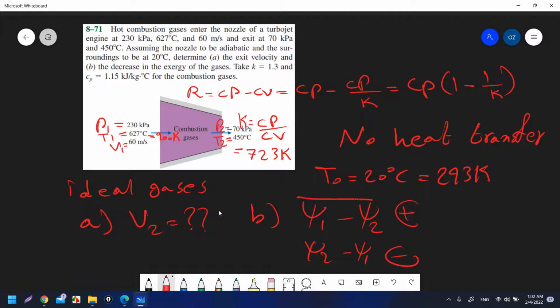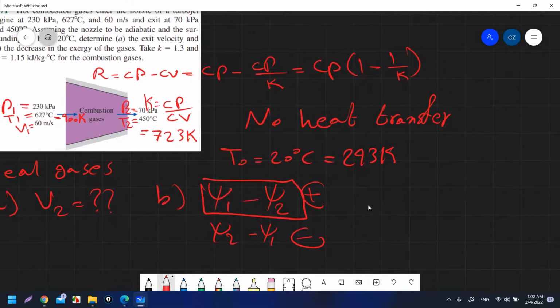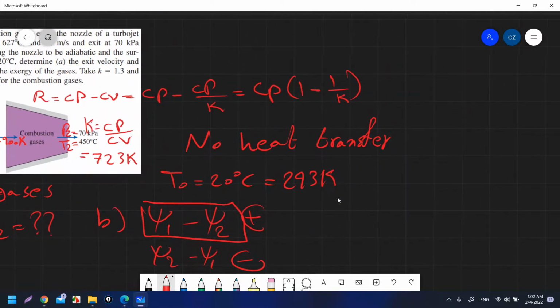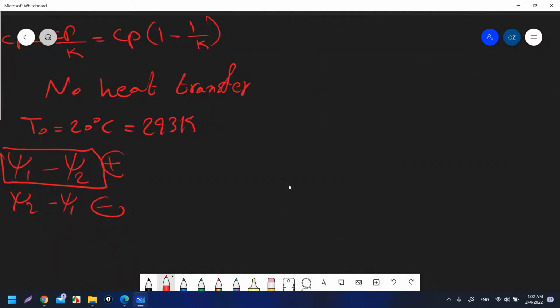So I want to find psi 1 minus psi 2, or flow exergy 1 minus flow exergy 2 in the second part. In the previous two questions, one time he wanted me to find T1, and the other time he wanted me to find mass flow rate, and this one he wants to find V2. In the previous two questions we used energy balance. Here also we'll use energy balance.